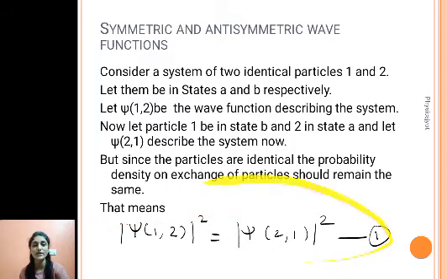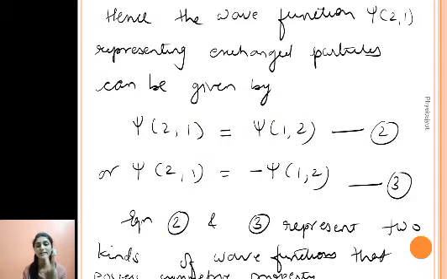If I take the square root of both sides, I will get two equations. Psi of 2 comma 1 is equal to psi of 1 comma 2, or psi of 2 comma 1 is equal to minus psi of 1 comma 2, because the square of a negative number is also positive, right?